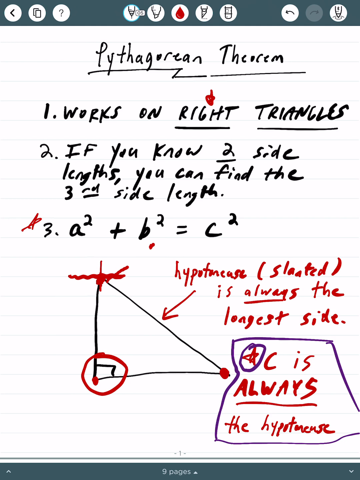C, in our formula right here, C is always the hypotenuse. You have to know that, okay? If you want to call this A and this B, that's fine. If you want to call this B and this A, that's fine. This is C every time, the hypotenuse, the slanted side, okay? That's the main rule that you need to know.